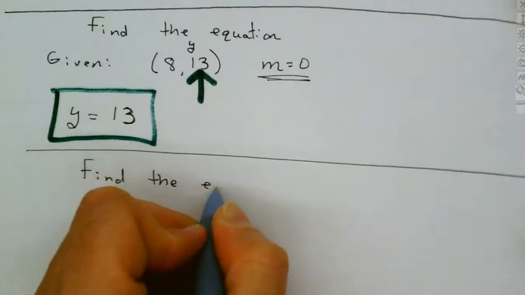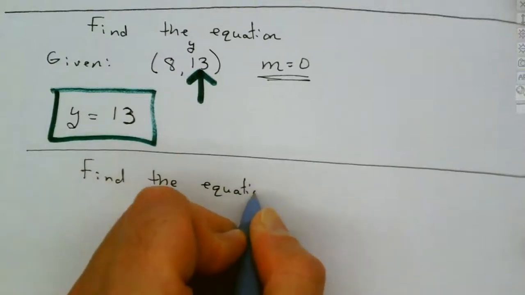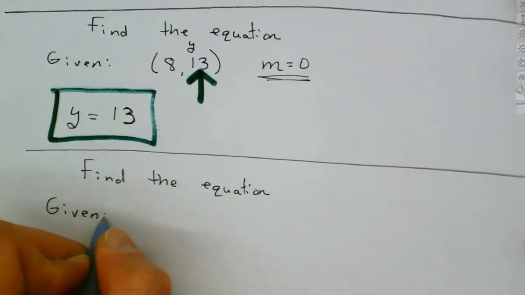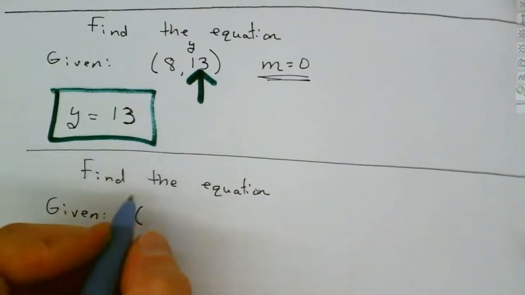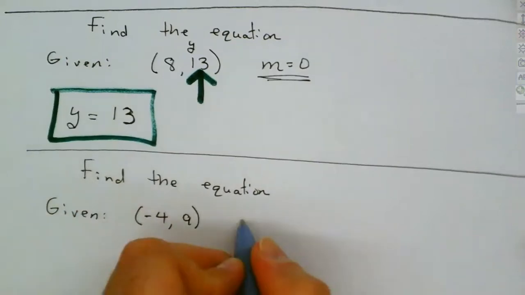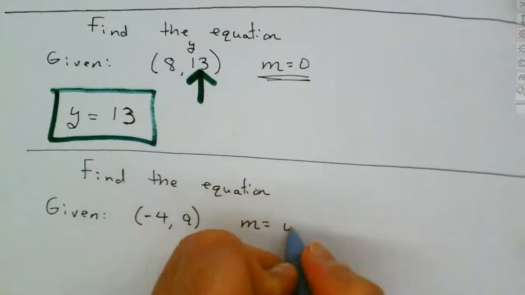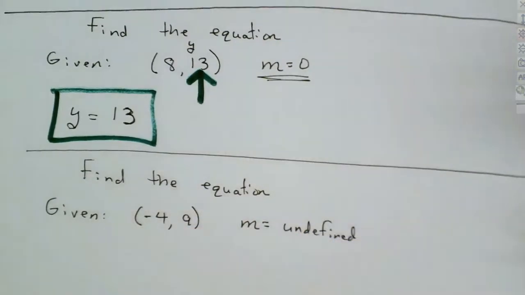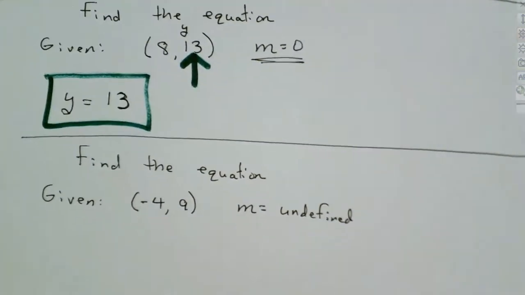So let's find the equation. Again, these are going to be in standard form. And let's say you're given this point, how about (-4, 9), and let's say our m is undefined. So our slope is undefined. If it's an undefined slope, what kind of line is it?